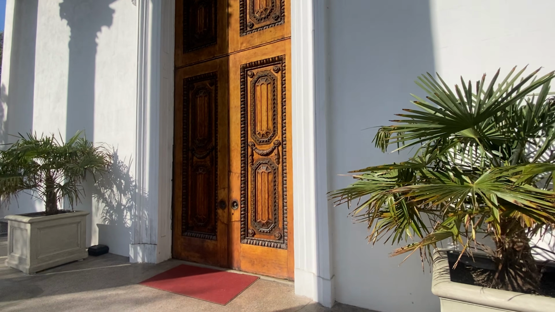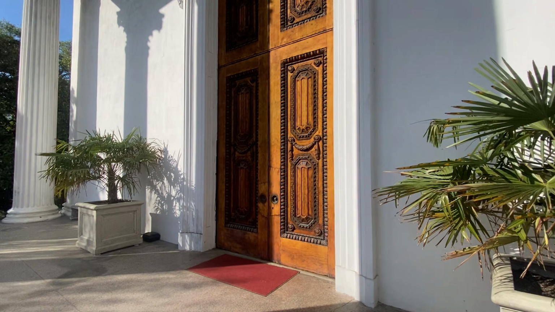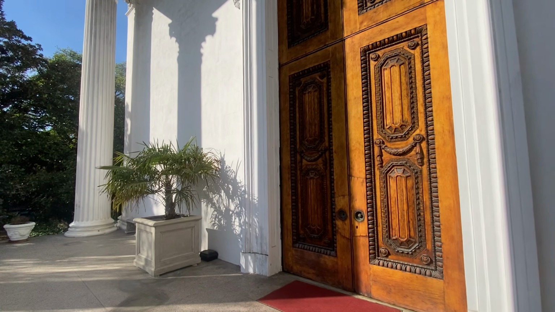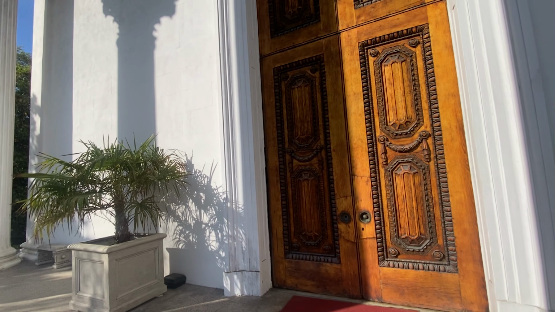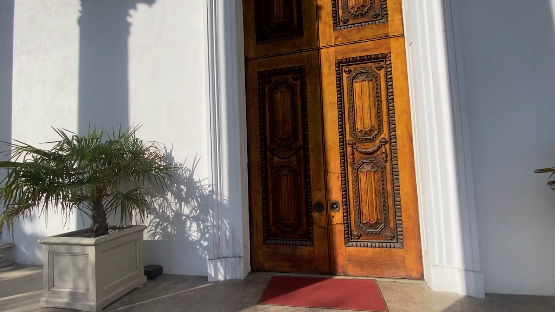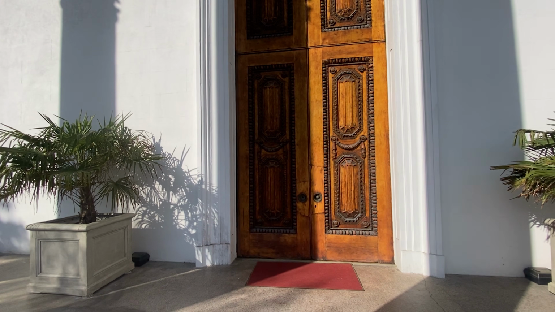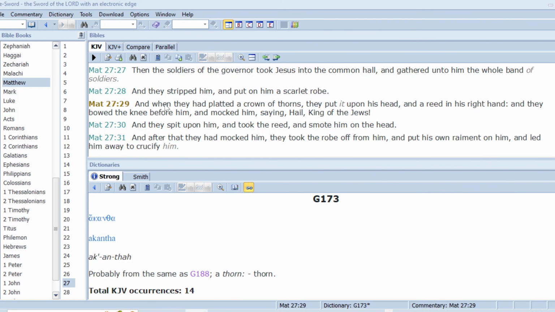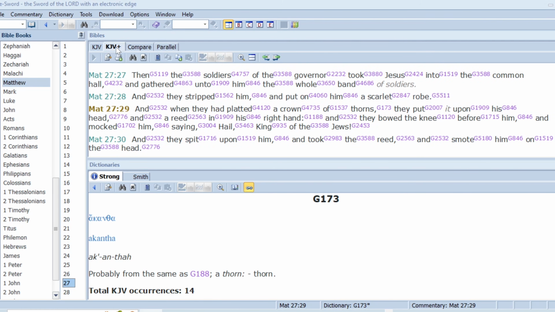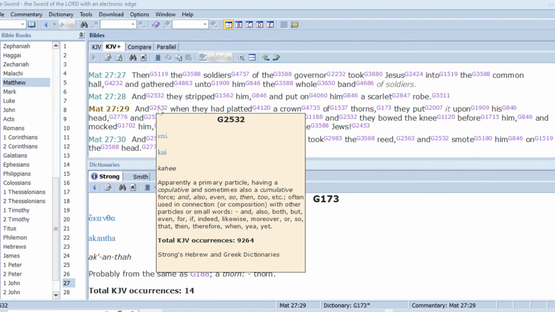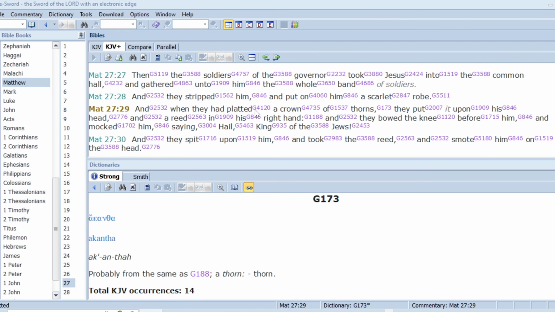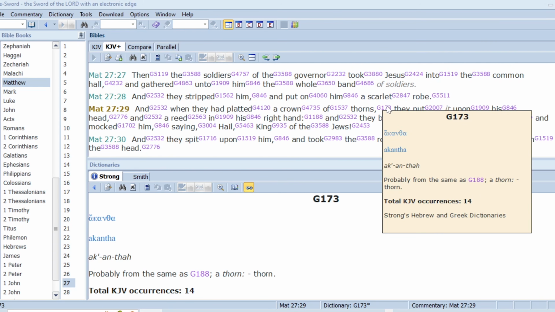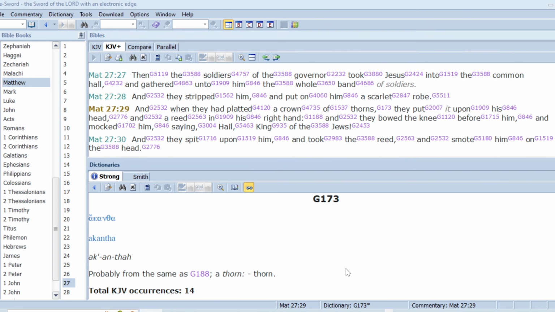And when you look at the word thorns and translate back to what the original word was in the Greek, the word was acantha, A-K-A-N-T-H-A. Looking at the scripture, Matthew 27:29: And when they had platted a crown of thorns, they put it on his head. We use a concordance to go back to the original Greek, and you can see there are numbers next to the words here. Thorns is the Greek word 173 in the Strong's Concordance.